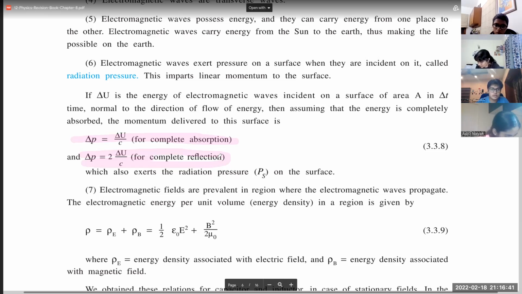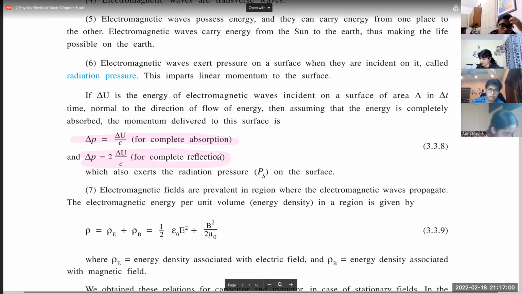So momentum transferred is U by C for absorption, 2U by C for reflection. I didn't get that. Can you repeat? Okay, which part? The 2 and the 1 part, or the U by C part?